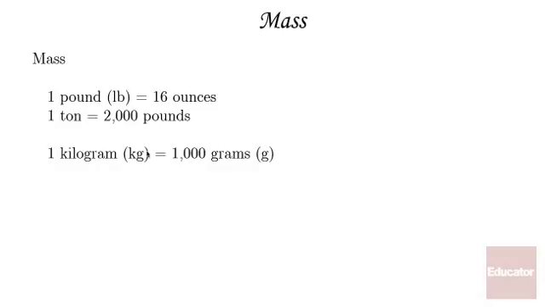Kilogram, which is kg. Remember kilo means 1,000, right? But in a big way. So it takes 1,000 grams to make 1 kilogram. So kilogram, again, anything with kilo means 1,000. And that's also used for mass.